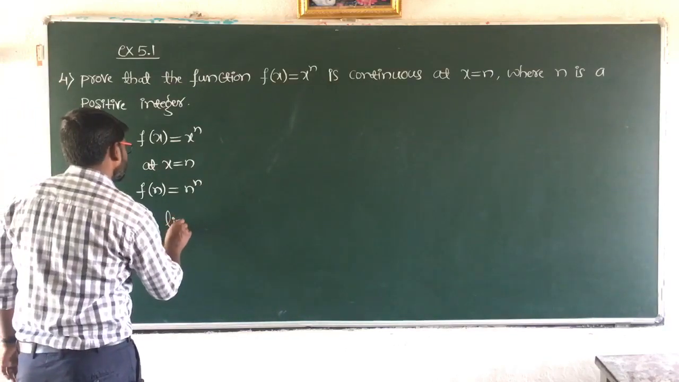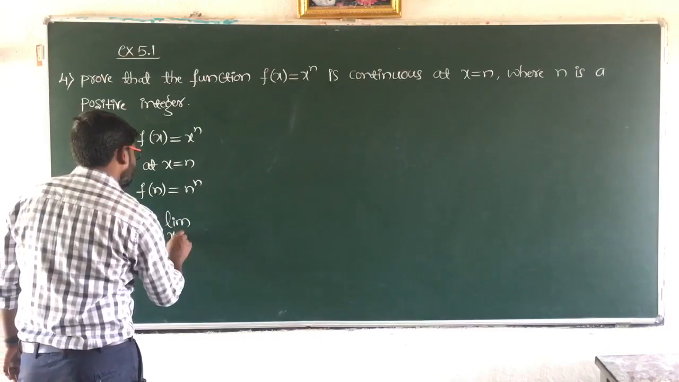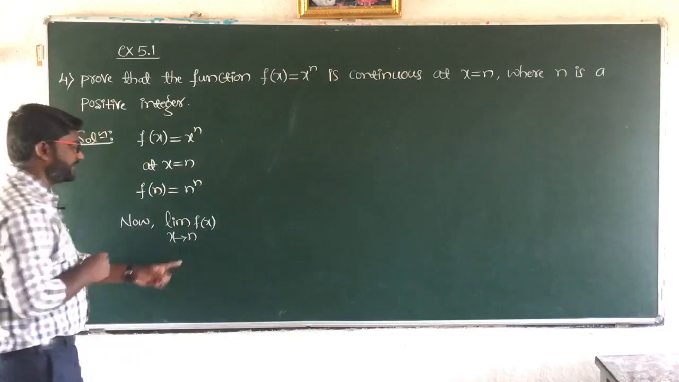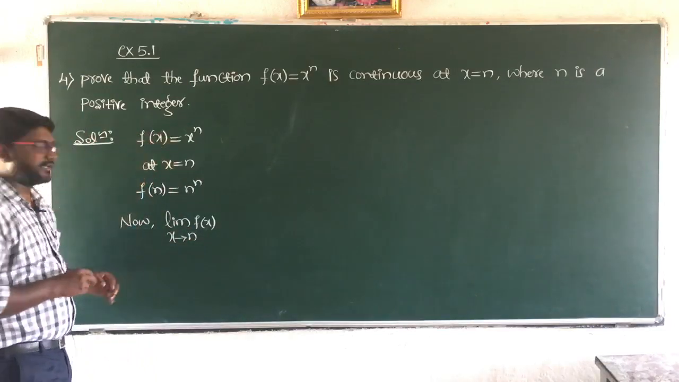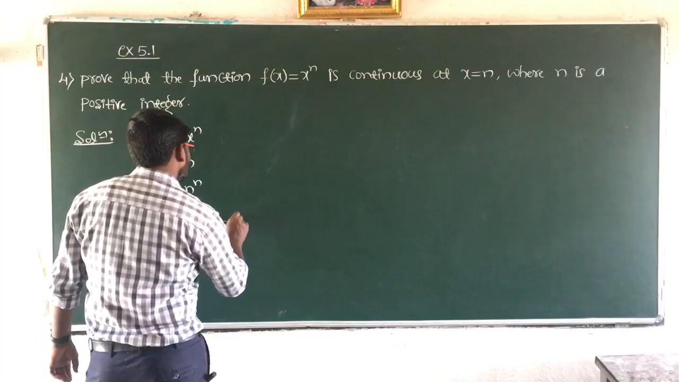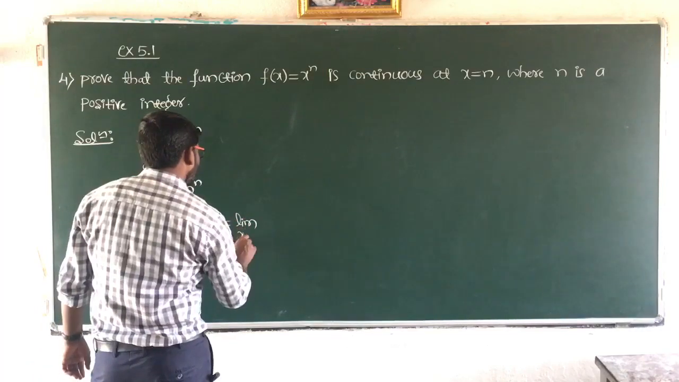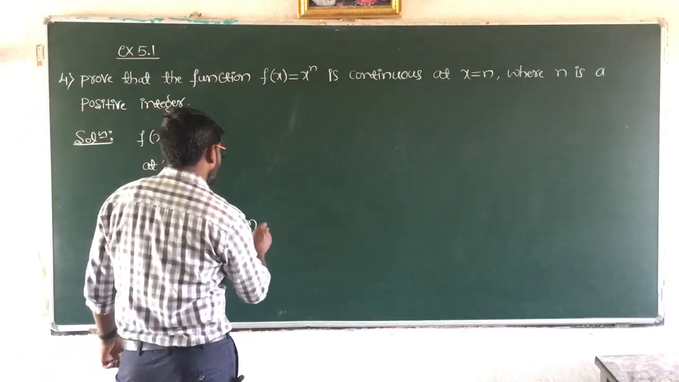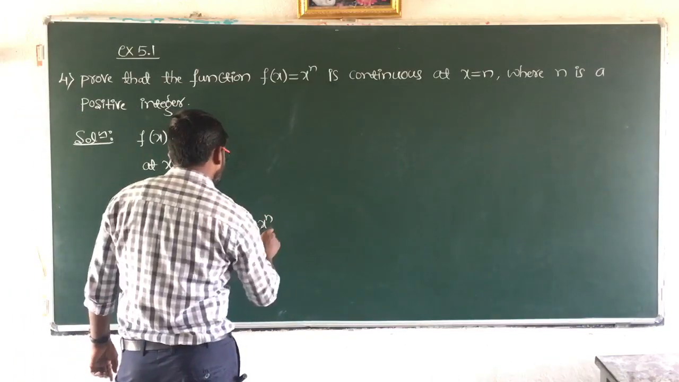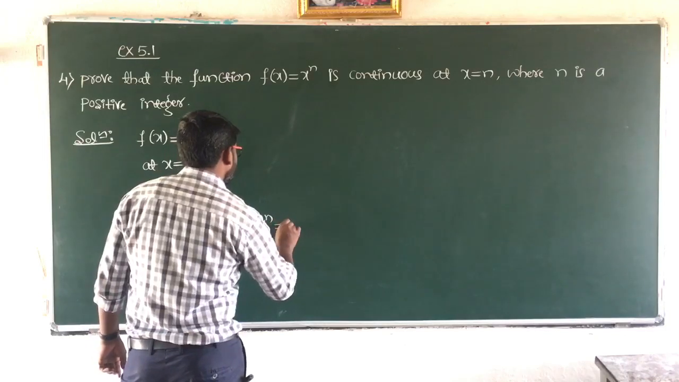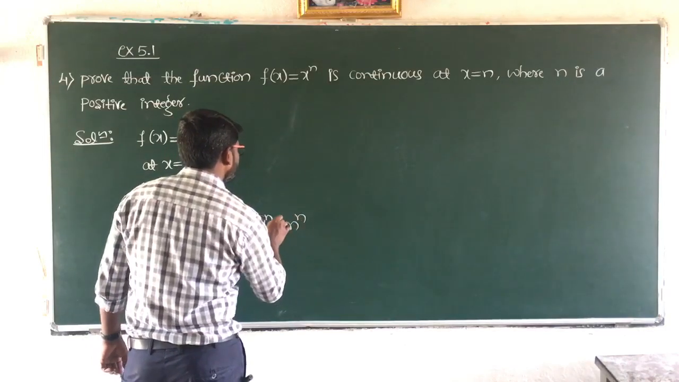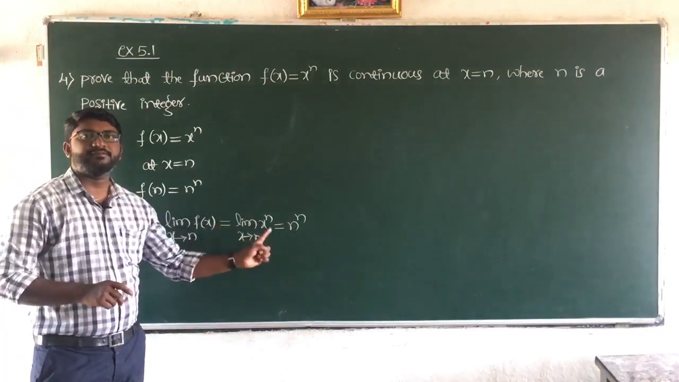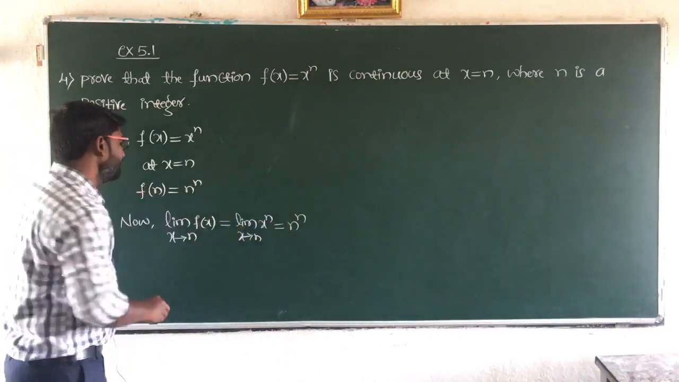Limit x tends to n of f of x, because here the point is at x equal to n, which is equal to limit x tends to n. What is f of x now? It is x to the power n. So now apply the limit, we get n to the power n. So now the value of the function and the limit of the function both are equal, hence the function is continuous at x equal to n.